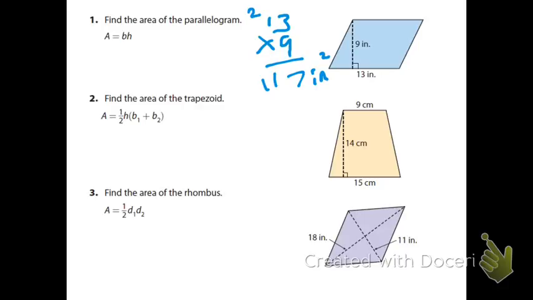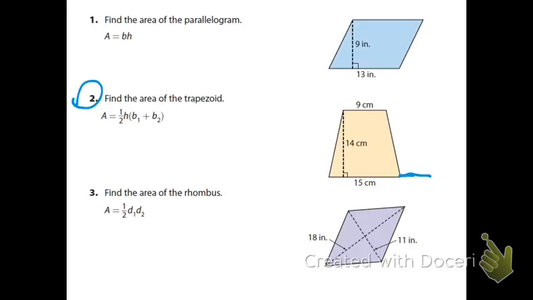Okay, so now we have a trapezoid as our next problem. Now, if I were going to put another trapezoid right next to this trapezoid, and I had one that was exactly the same size, I would have a parallelogram. And I know how to find the area of a parallelogram. It's the base times the height.